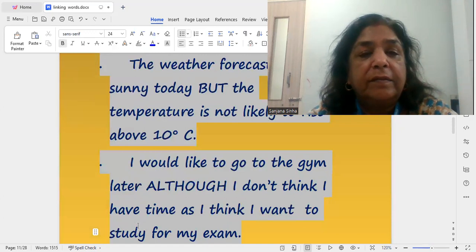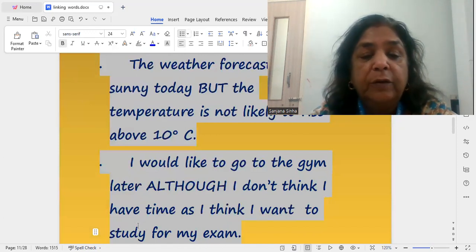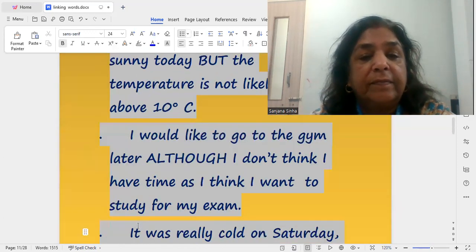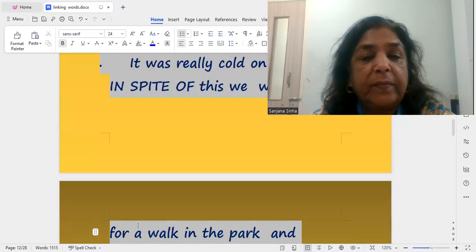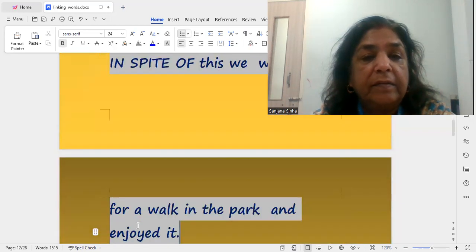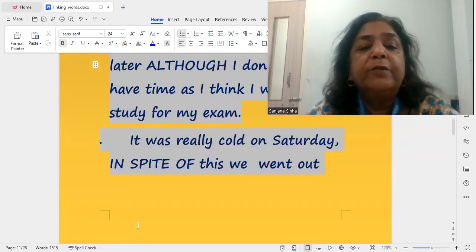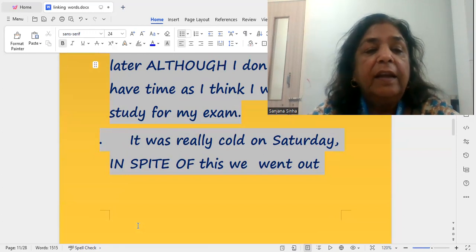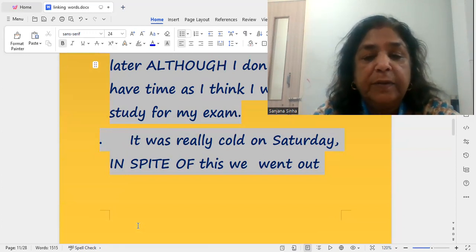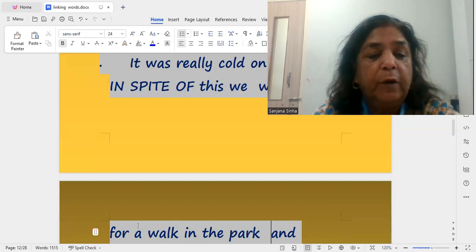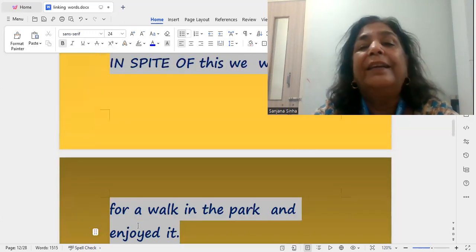The second sentence. I would like to go to the gym later, although I don't think I have time, as I think I want to study for my exams. The next sentence. It was really cold on Saturday. In spite of this, we went out for a walk in the park and enjoyed it.